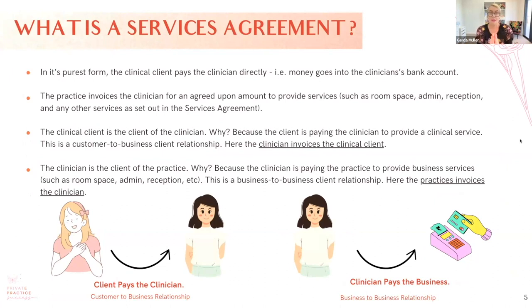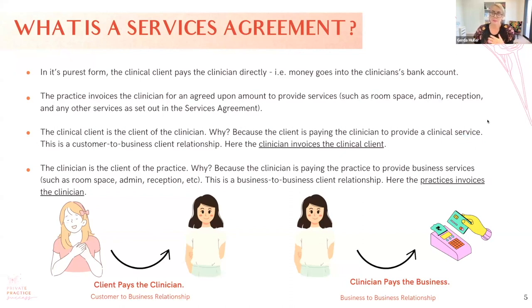So with the services agreement, if we look at a services agreement in its purest form, the clinical client pays the clinician directly. Therefore, the money now goes into the clinician's bank account. You can see it's our client, they pay our clinician. All right, makes sense? The practice invoices the clinician for an agreed upon amount to provide services such as room space, admin, reception, or any other services as set out in the services agreement.